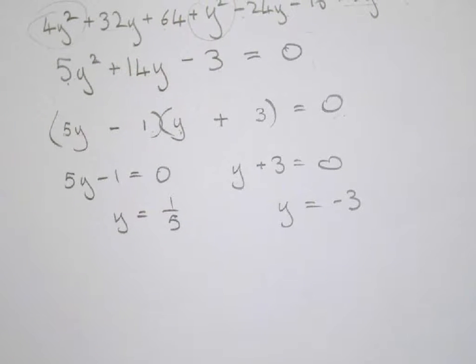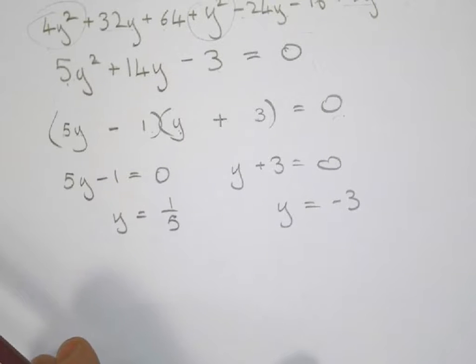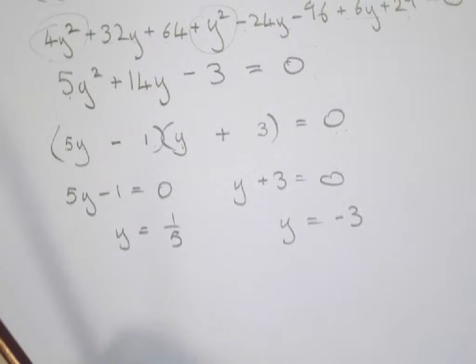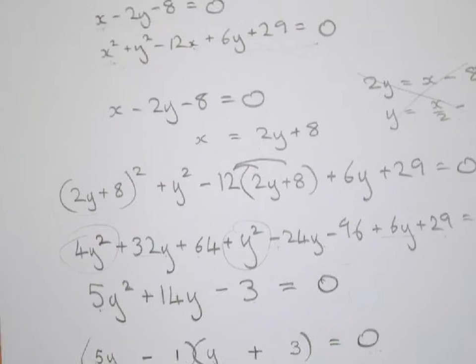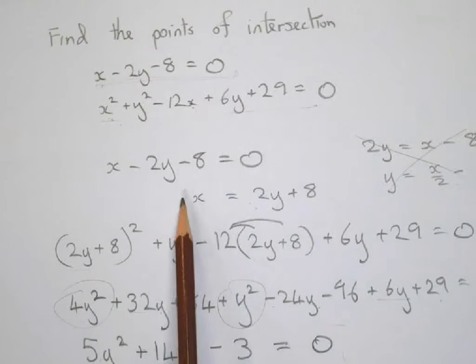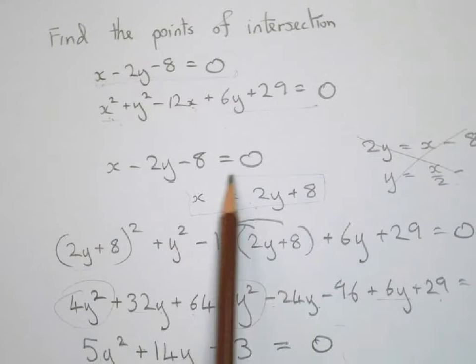So we've got the y coordinates for the points of contact. We've just got to work out the x coordinates. And to do that, we put these values into what we had right up at the top here. So this is our equation of a straight line. We rearranged it. So if we put it into here, we'll be able to work out what the values of x are.